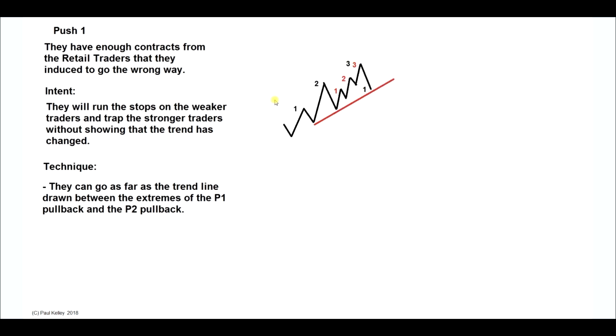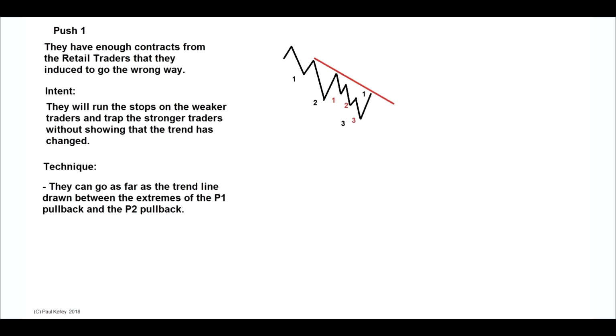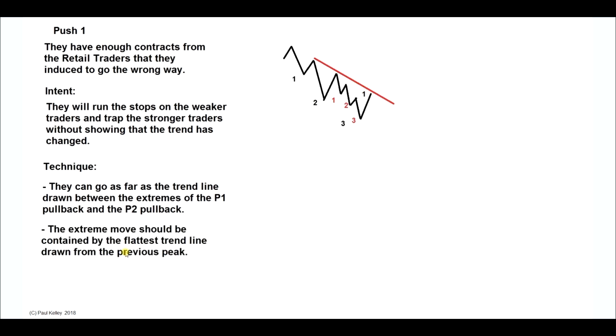Okay, what I'm showing you on these things, I'm only showing in one direction. It works in both directions. Hopefully you can flip it in your mind. I'm sure you can. All right, now then going on, the extreme move of push 1 should be contained by the flattest trend line drawn from the previous peak. Let me show you what that means, because it doesn't always work out like this.